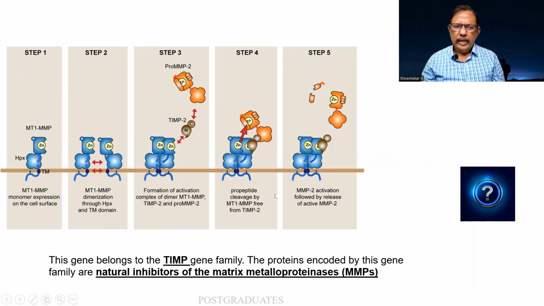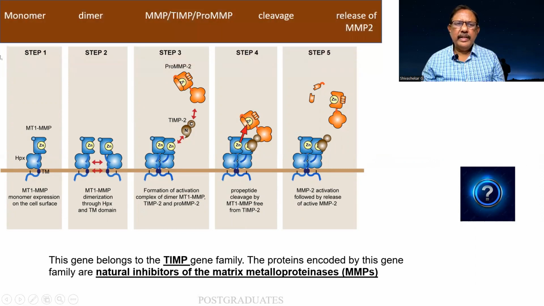So I would like you people to kindly remember these headings. There is a monomer that is formed, then there is a dimer, and there is an activation of the dimer over here, and there is a cleavage of the propeptides. Finally, there is an activation followed by the release of the active MMP. These are the steps. I think it can be remembered quite easily.